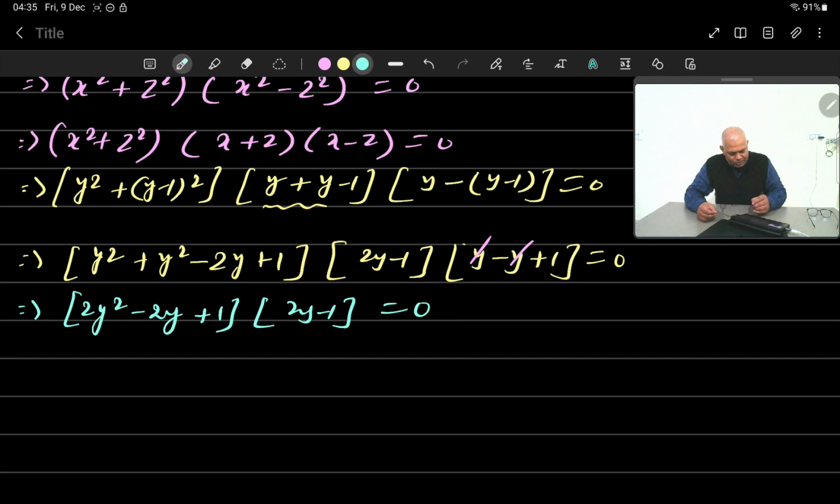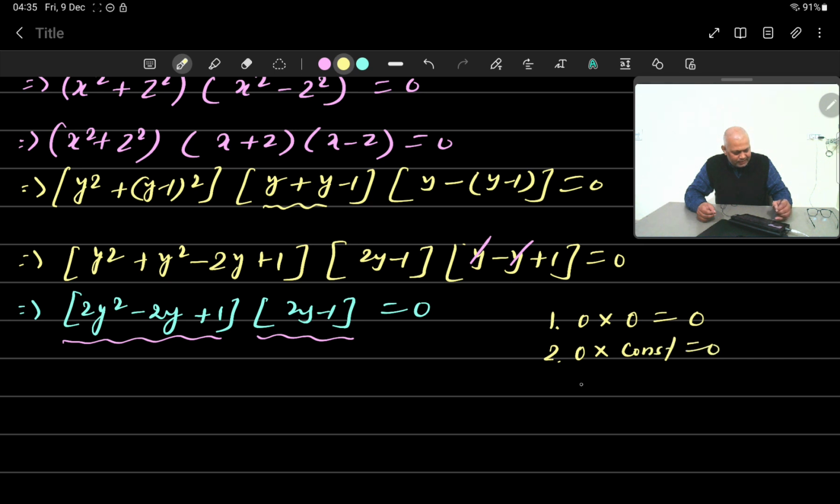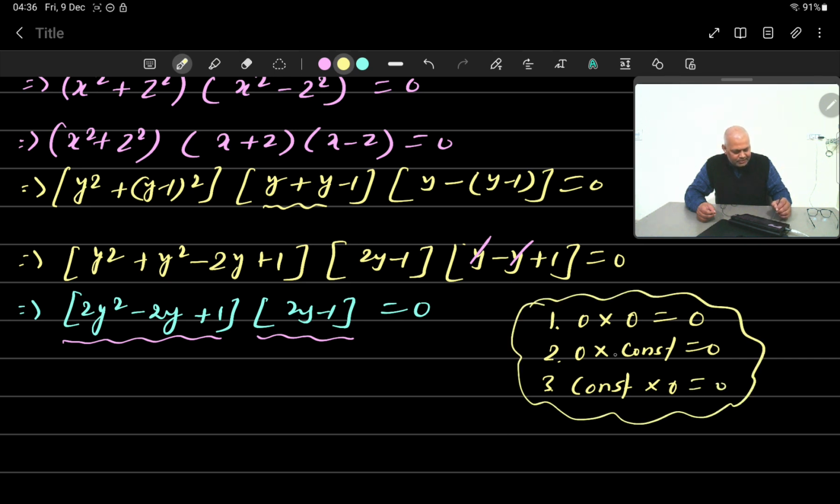So you have two factors here, and the product of these two factors equals 0. What does it mean? If you multiply 0 times 0, that equals 0. If you multiply 0 times a constant, that equals 0. Third, if you multiply a constant times 0, this is 0. So you can compare by this logic: the product will become 0 if either of them becomes 0.